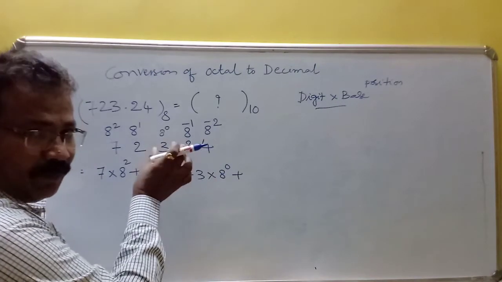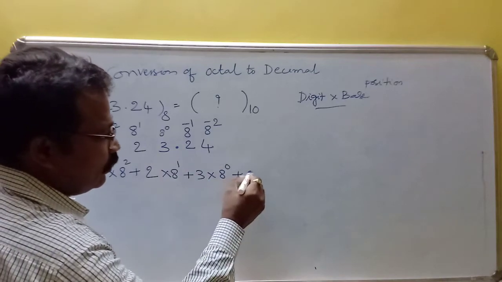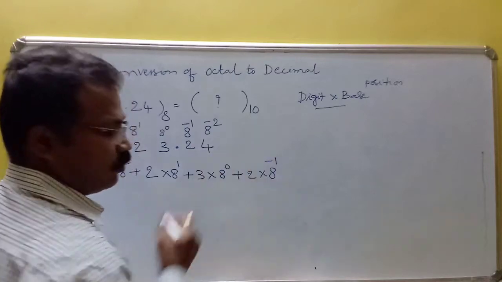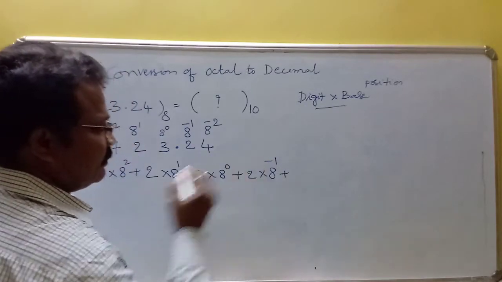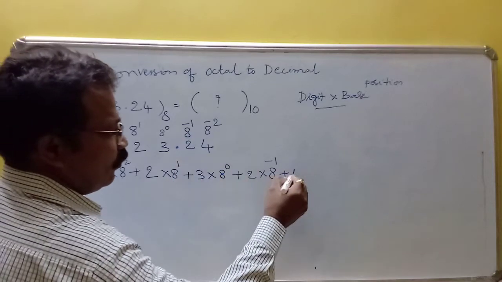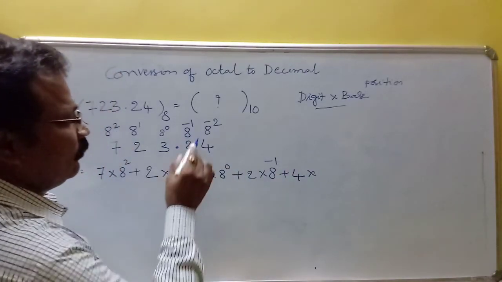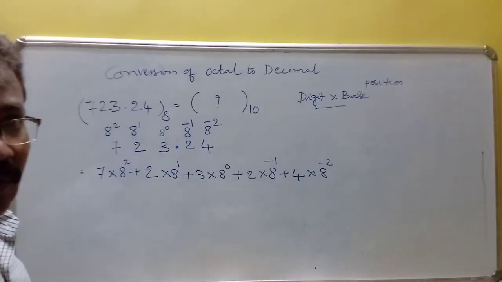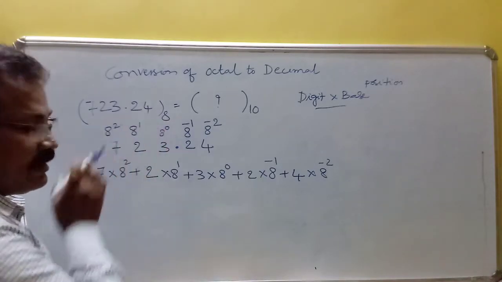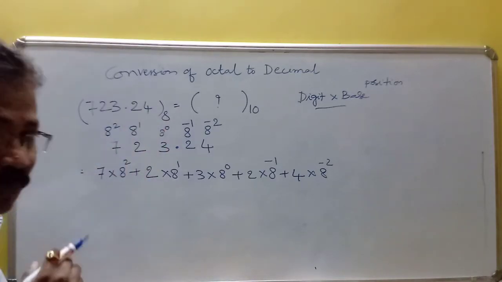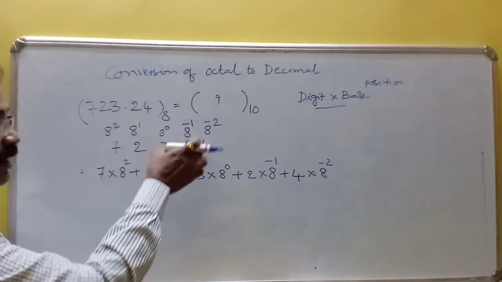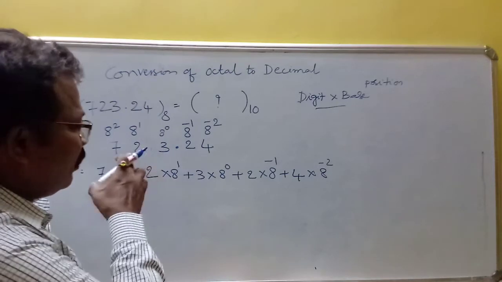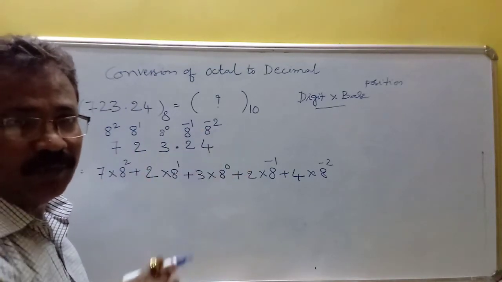now we are coming to the fractional part. Here what is the digit? 2 is the digit and its positional weight is 8 to the power of minus 1, plus, here what is the digit? 4 into positional weight 8 to the power of minus 2. Now we have marked the positional weights, and then in step 2 the digits are multiplied with their respective positional weights.